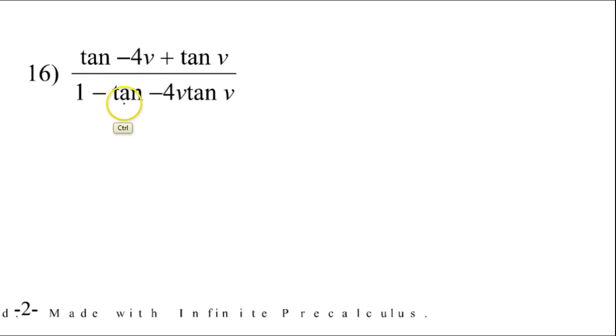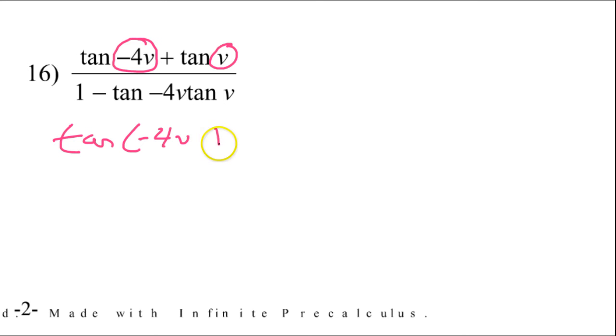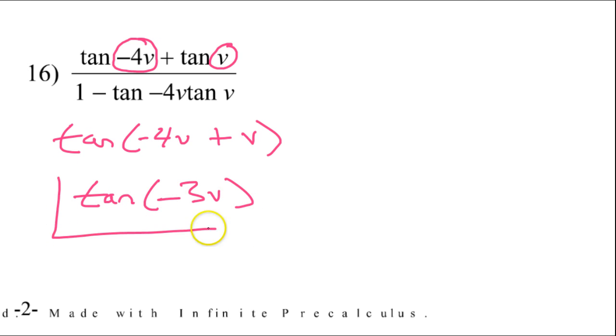And for number 16, we are back to tangent one more time, where the two angles involved are negative 4v and v. So this will be the tangent of negative 4v plus v. So if I simplify this, that will be the tangent of negative 3v. And that's all we can do with that. So that is the final answer.